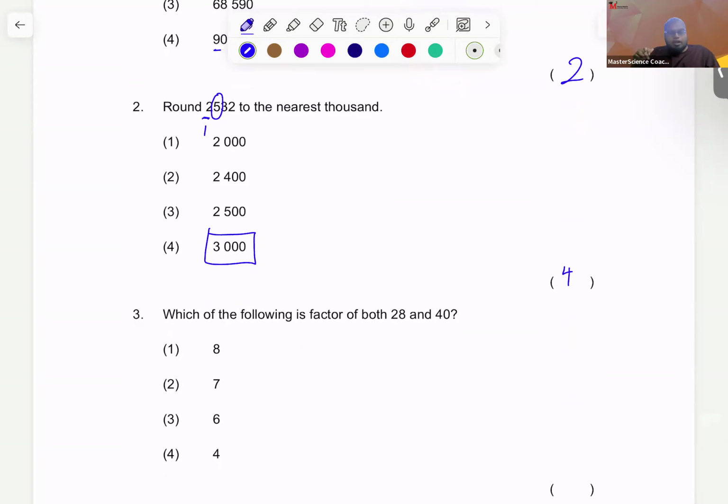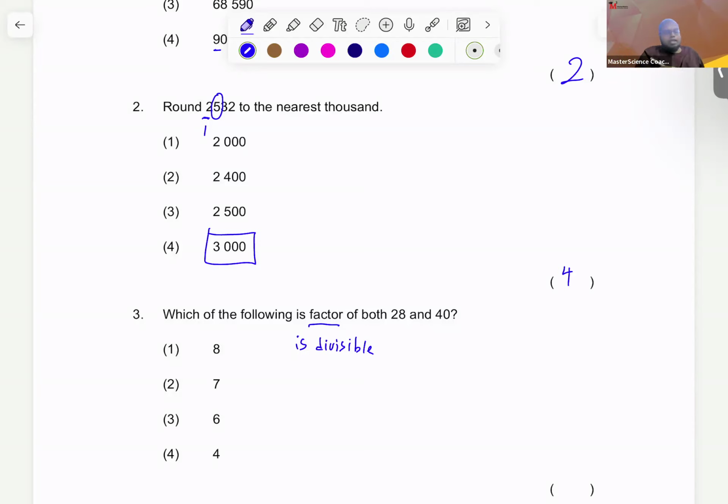Alright, next question, question 3, factor of both 28 and 40. Okay, actually there's 2 ways of doing this question. Because factor means that it is divisible. Divisible means can be divided by. Okay, so I can either do one by one, I test out which one can be divided by both 28 and 40, or I can list down the factors.